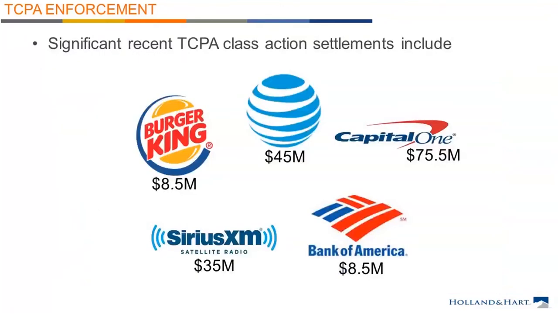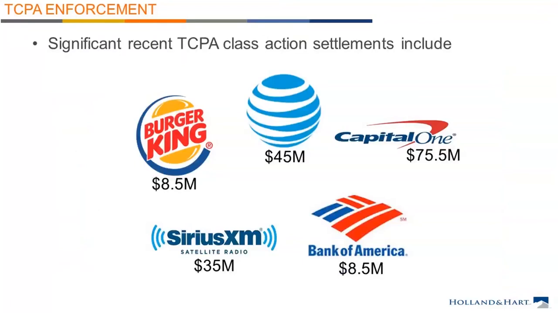So you look at this graphic here. This just gives you a snapshot of some of the recent class action settlements involving some big names. Just to touch on a couple of these, Sirius XM Radio, for example, that was a $35 million settlement. Those were calls using an ATDS or an auto dialer to XM Radio trial users to induce them to subscribe.